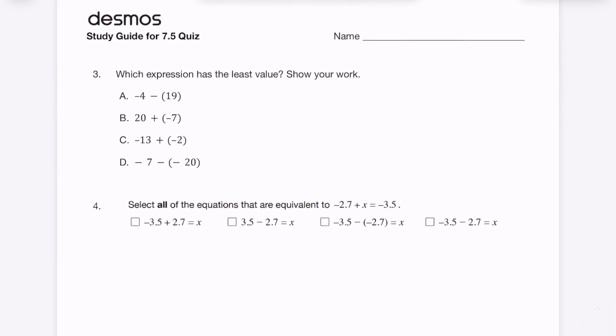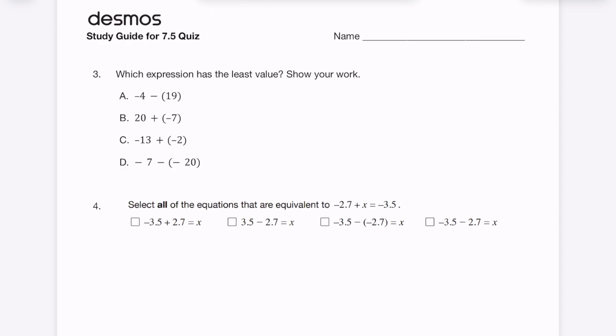Question 3, which expression has the least value? Show your work. So you don't want to just look at this and think you can get it in your head. I'm not saying you definitely can't do that, but you're going to make mistakes that way, particularly with the level you are at now. You just need more practice before this becomes automatic. So you want to go through every option and figure out what it is equivalent to, what's the sum or difference, and then figure out which of those has the least value.